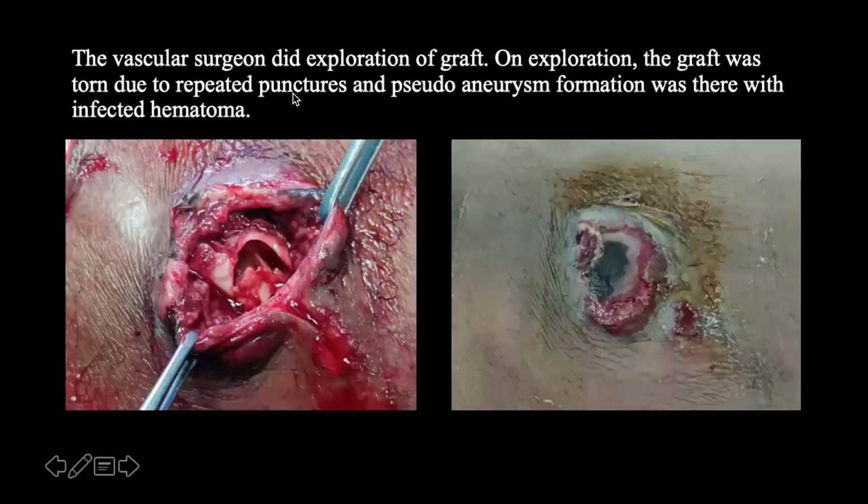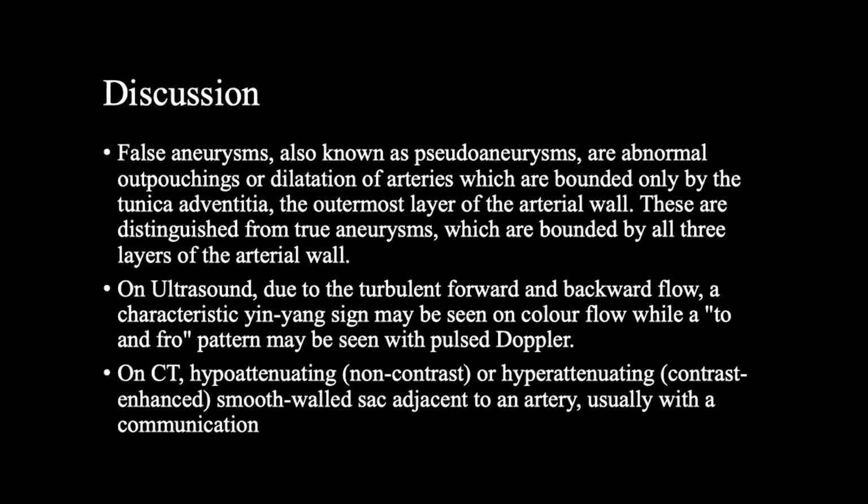Our vascular surgeon in our hospital did the exploration and sent me these intraoperative pictures, where the graft was torn due to repeated punctures, there was pseudoaneurysm formation, and there was an infected hematoma. False aneurysms, also known as pseudoaneurysms, as we know, are outpouchings which are only bounded by tunica adventitia.